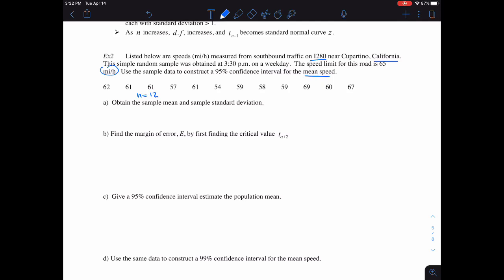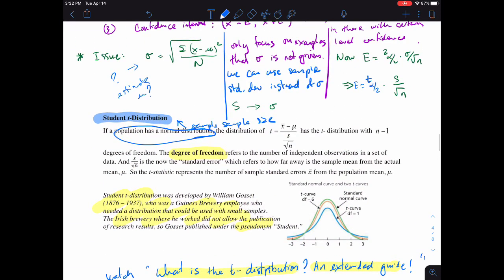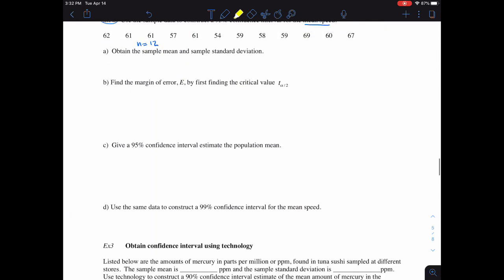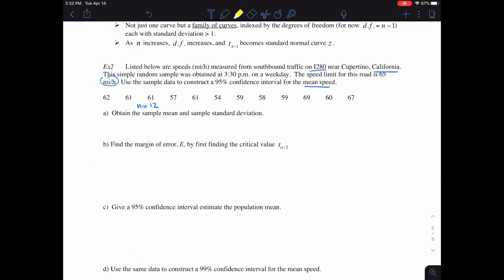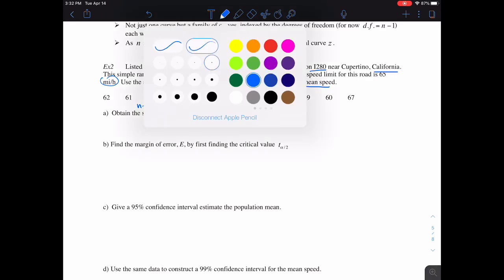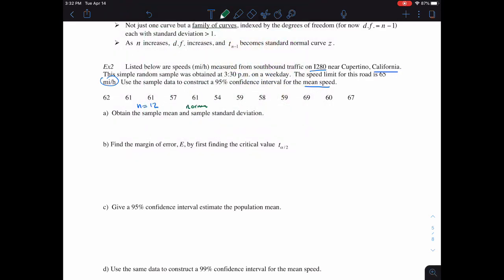Usually, in order for us to use the T distribution, we have to make sure that our sample was selected from a population that is already normally distributed. So usually we would need to assess the normality of this sample data first before we can use a T distribution. Normally we need to verify that the sample comes from a normal distribution to use the T distribution.